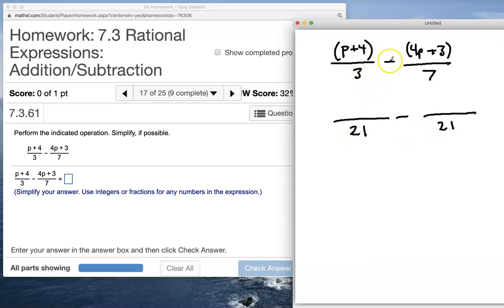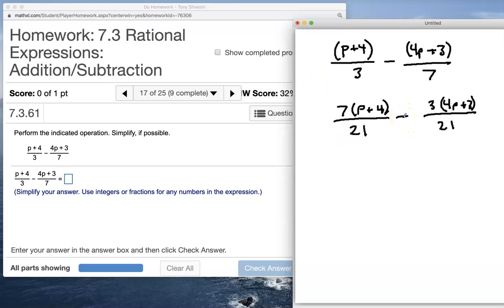Okay, I'm going to bring down my numerators because they're going to be multiplied by something. They have to be adjusted by some multiplier. Now, what do I multiply this top by? Well, 3 has to become 21. I got to multiply by 7. Got to multiply the top by 7. 7 has to become 21. I got to multiply the top by 3. See, we're saying the same thing over and over again.